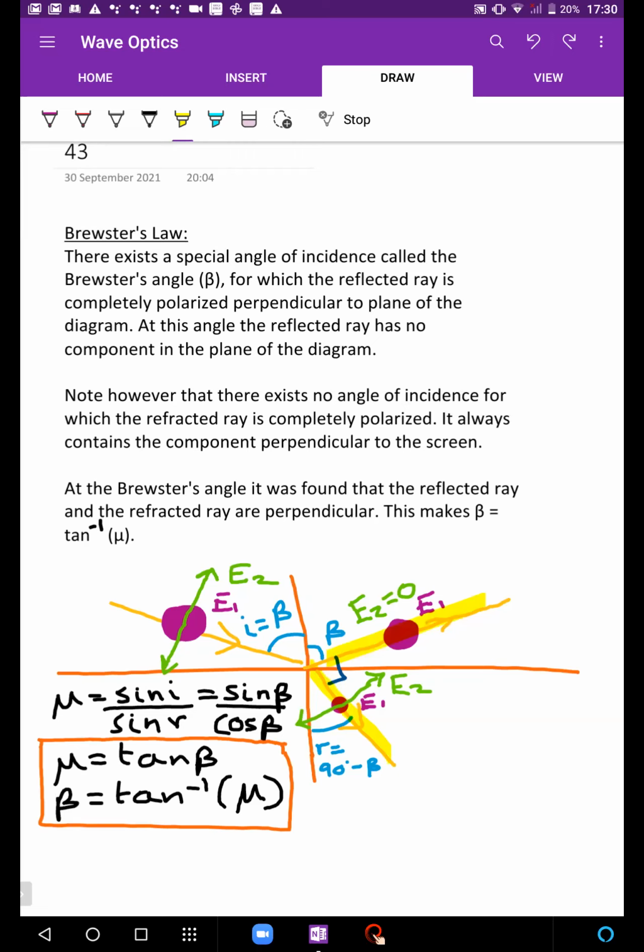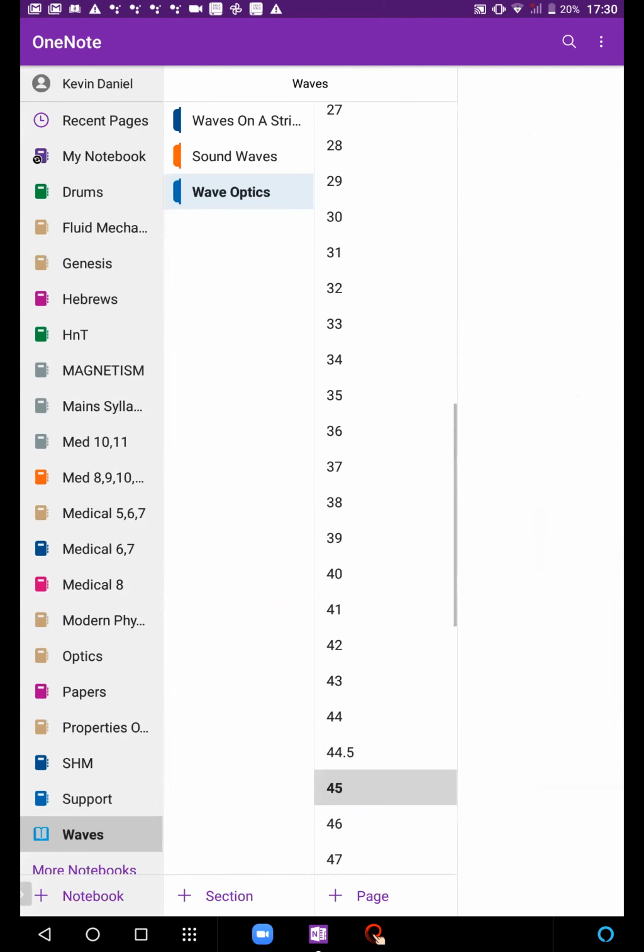And Brewster's angle of incidence में, you can see how this angle is beta. This is also beta. So this becomes 90 minus beta. Okay. And then mu is sin i by sin r. So that becomes sin beta by cos beta, and mu becomes tan beta. So Brewster's angle relates to the refractive index by the formula beta is tan inverse mu. And that's it. And then you have Huygens law, which I'm sure you guys are familiar with.